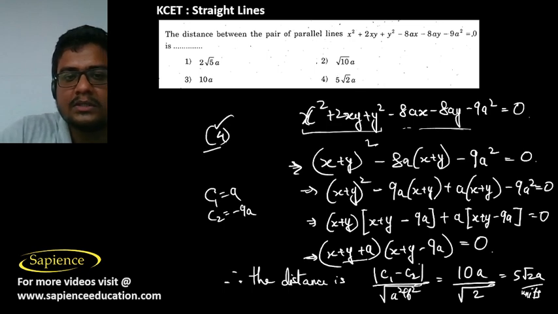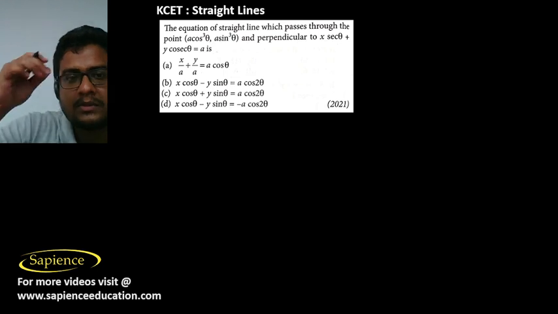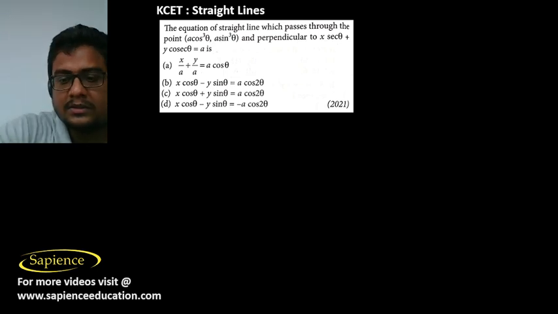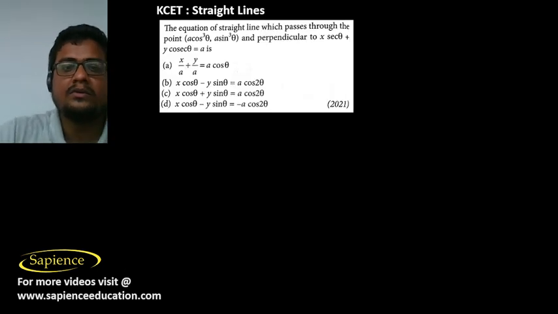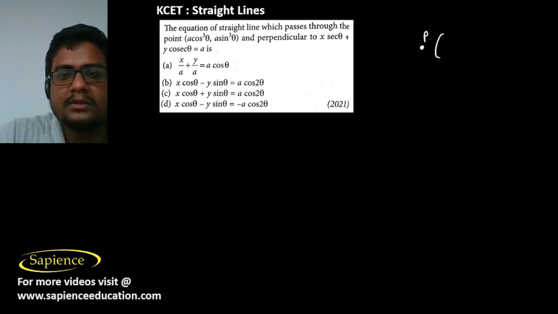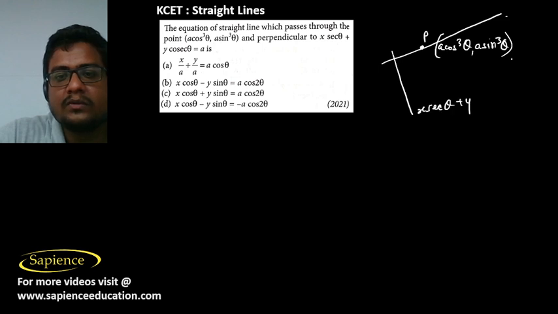Option 4 is the correct answer. Here we are told to find the equation of the straight line which passes through the point P, which is (a cos³θ, a sin³θ), and which is perpendicular to the line x secθ + y cosecθ = a.